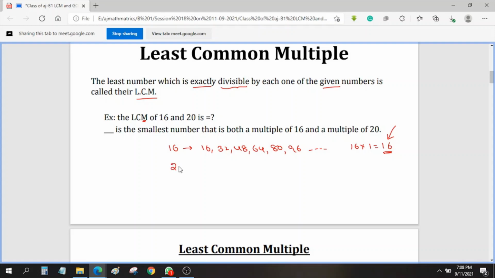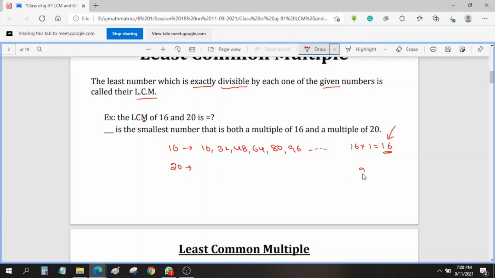Now what about the 20 multiples? 20 into 1 equal to 20. So these are called multiples, these are called factors. Now 20 multiples are 20, 40, 60, 80, 100, and so on. So these are all the 20 multiples.